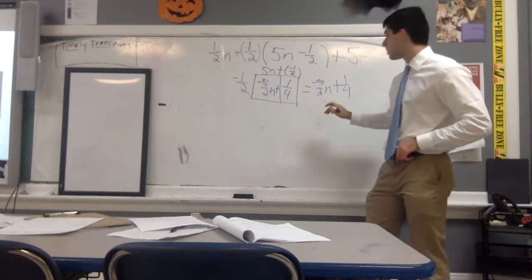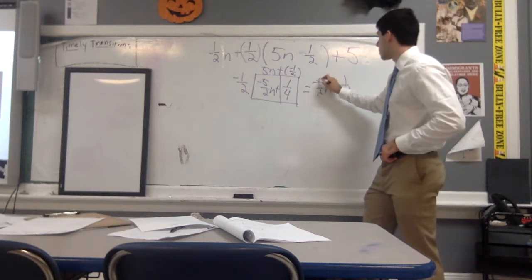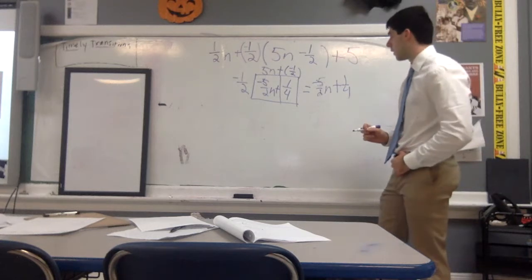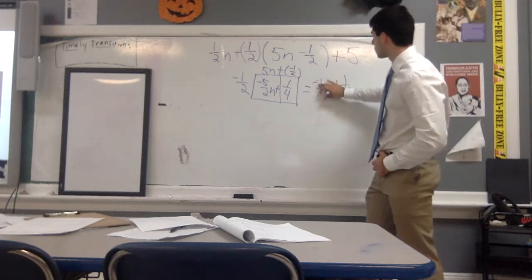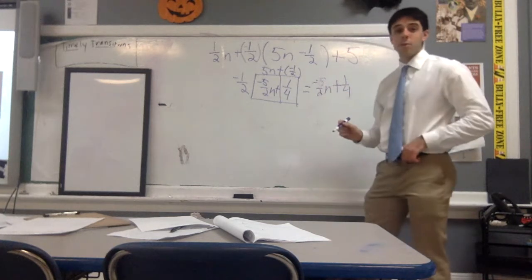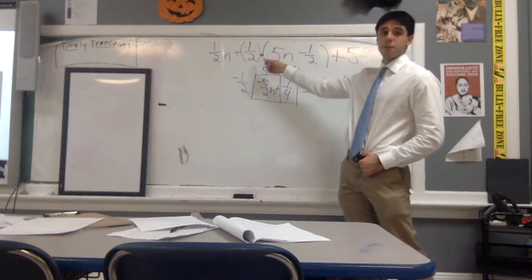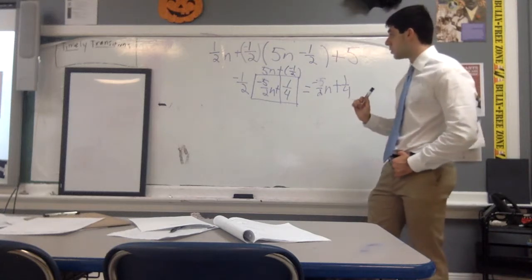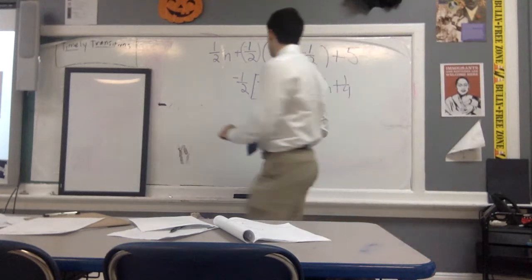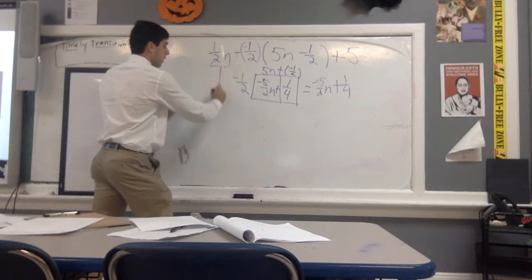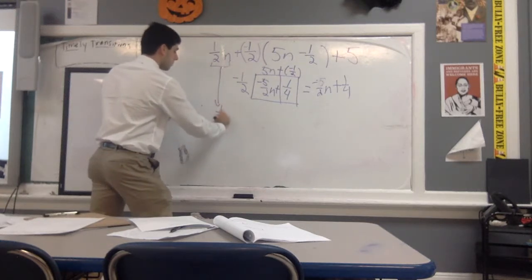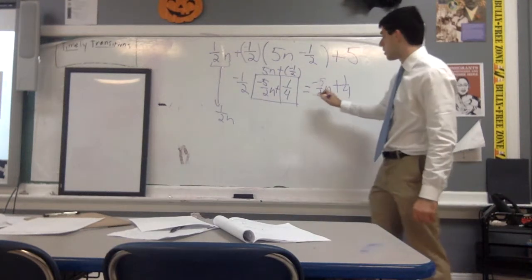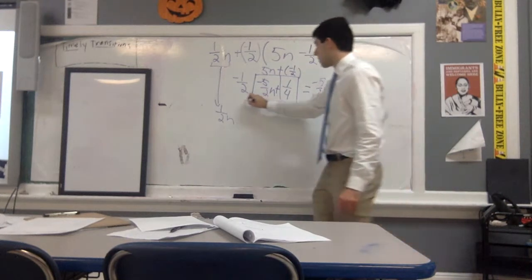And this becomes negative 5/2 n plus 1/4 there, like that. So now that we have distributed our negative 1/2 to the two quantities inside of parentheses, we are now going to combine our like terms. So we're going to pull our 1/2 n down, taking our distributed quantity here, putting that back in our equation.